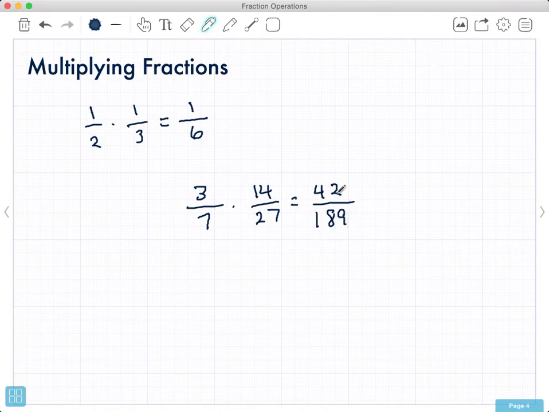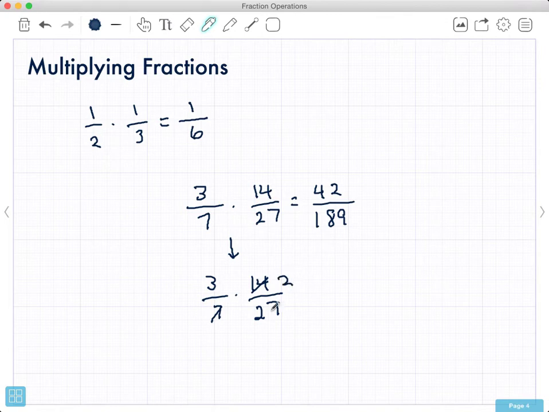But this fraction can be reduced. In order to make this question easier on yourself, you can actually do a little bit of pre-reducing of this fraction. And again, you can ask your teacher if this step is strictly necessary. 7 divides into 14 evenly. So as long as you're multiplying, and you can only do this when you're multiplying in the middle here, you can cancel the 7 and say 7 goes into 14 twice.